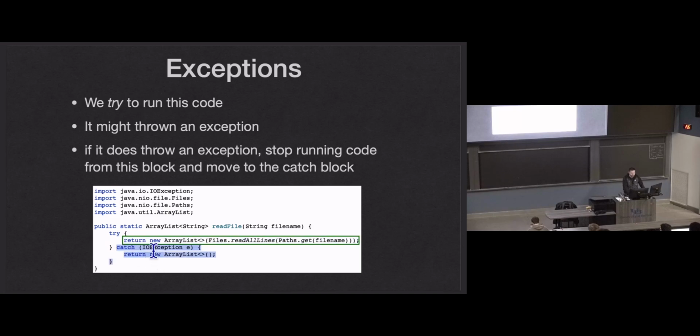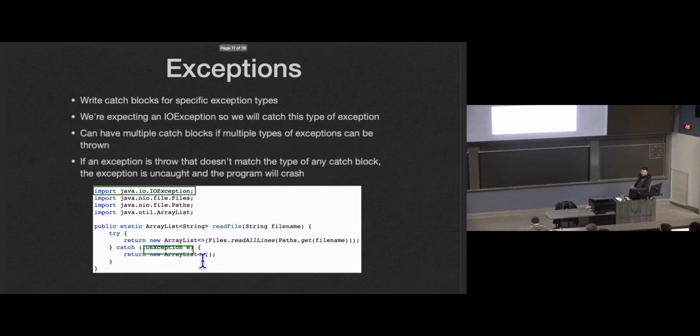So if this throws an IO exception, we're going to catch the IO exception and run this line of code, which my box got a little off center. I don't know how that happened. But we're going to catch the IO exception. So if the risky code in the try block throws an IO exception specifically, we're going to catch it and run the code in the catch block.